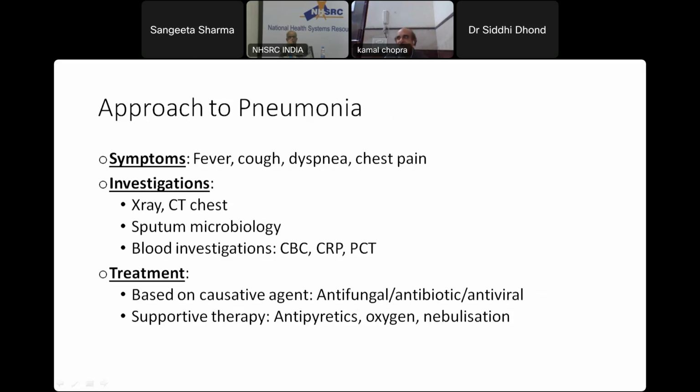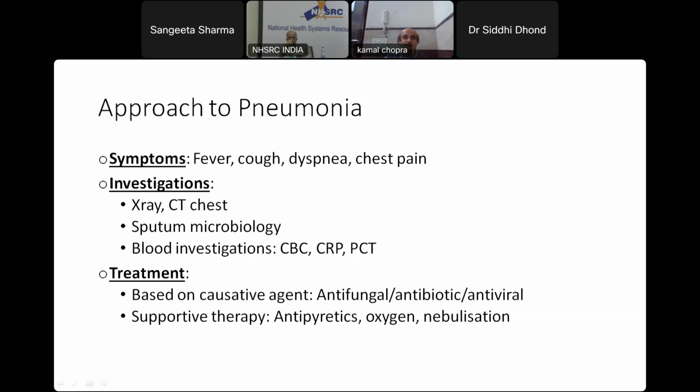Approach to pneumonia. This is our main focus in today's discussion. In pneumonia, the patient usually presents with fever, which is usually high grade, cough, dyspnea, and chest pain. Chest pain is because of the overlying pleural involvement. The first investigation, as in all respiratory diseases, is X-ray chest, where we can see the finding of pneumonia as consolidation. A CT scan can be done to assess the extent of pneumonia. Sputum microbiology is very important to diagnose the infective organism. In many cases of pneumonia, we may see tuberculosis bacilli, or if we see bacteria, culture sensitivity can also be done so that a specific antibiotic can be given to treat that pneumonia.